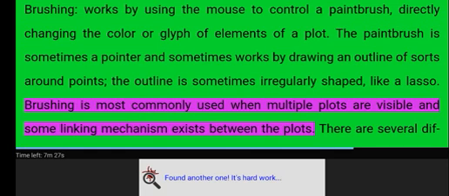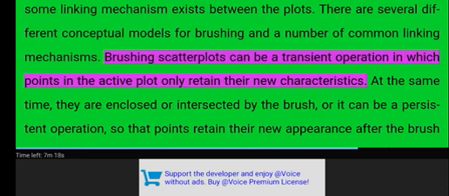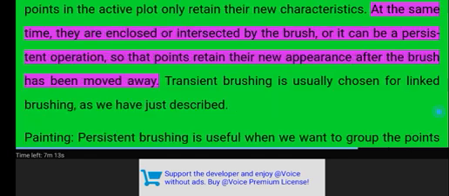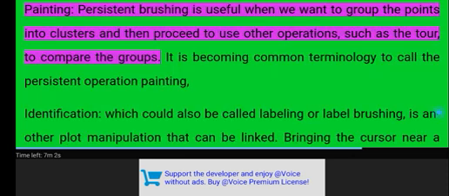Brushing is most commonly used when multiple plots are visible and some linking mechanism exists between the plots. There are several different conceptual models for brushing and a number of common linking mechanisms. Brushing scatterplots can be a transient operation in which points in the active plot only retain their new characteristics while they are enclosed or intersected by the brush, or it can be a persistent operation, so that points retain their new appearance after the brush has been moved away. Transient brushing is usually chosen for linked brushing, as we have just described.